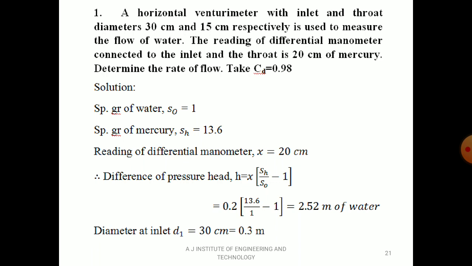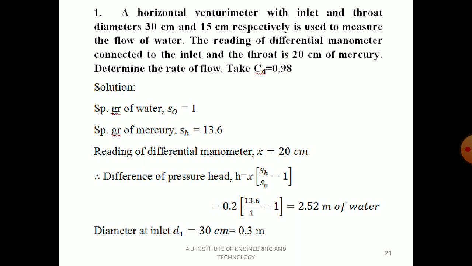Now, the specific gravity of the flowing fluid. What is the flowing fluid here? That is water. What is the specific gravity of water? The specific gravity of water is 1. That is the standard fluid. Then the specific gravity of mercury, SH, is equal to 13.6. Then the reading of the differential manometer, x, is equal to 20 centimeter. Converting from centimeter to meter, 20 divided by 100 is equal to 0.2 meter.